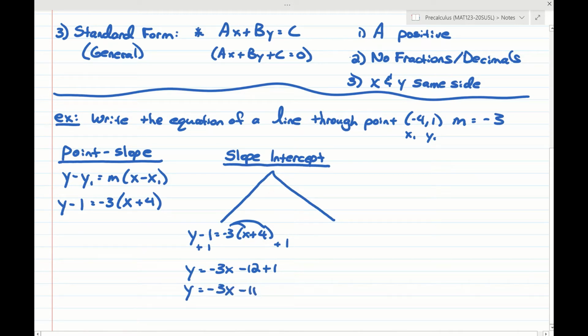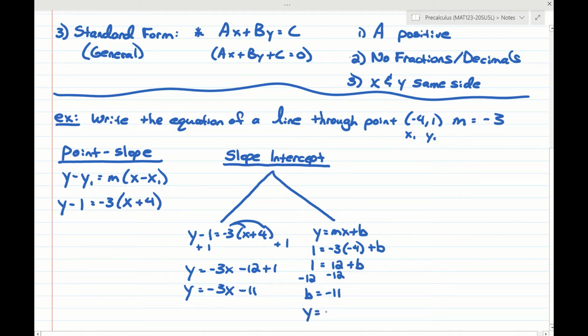Another way we could do this, remember slope-intercept form is y is equal to mx plus b. Well, we have a y value from our point. We have a slope of -3. We have an x value from our point. The only thing we don't have is a b, or a y-intercept, which we could easily solve for. This would be 1 is equal to 12 plus b, and if we just use basic algebra, subtract the 12 on both sides, you'd get that b is equal to -11.